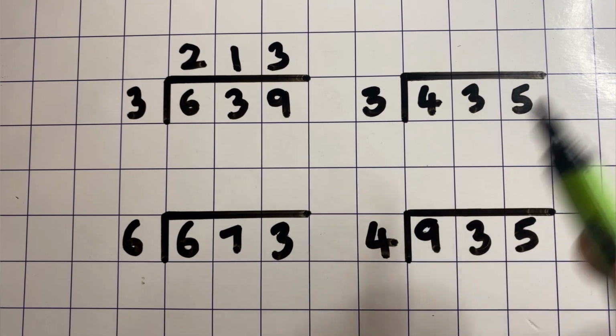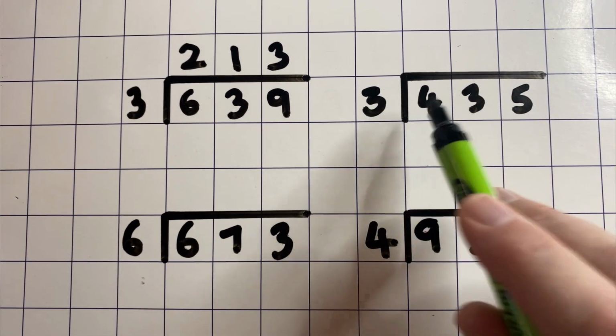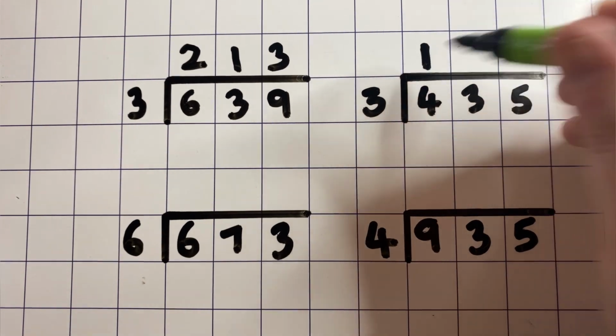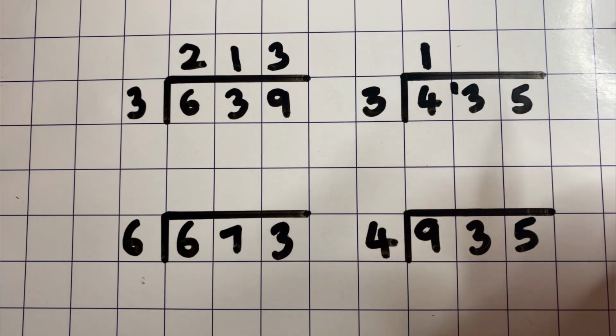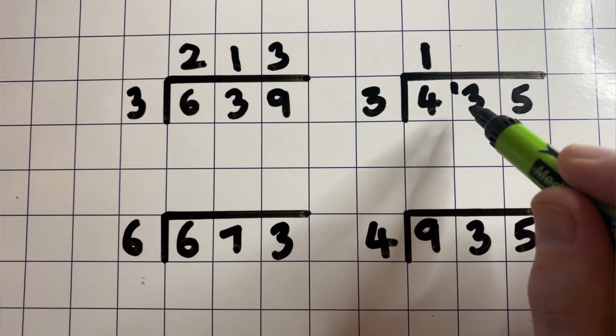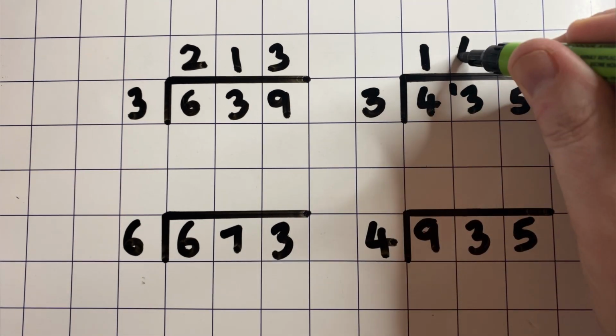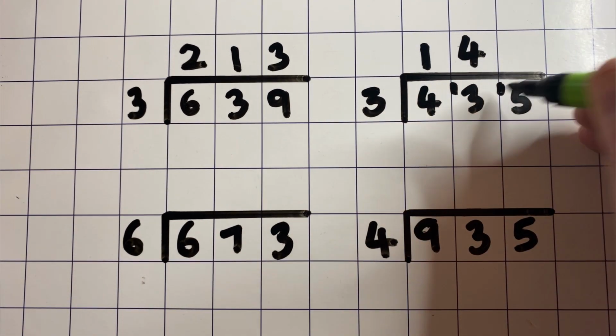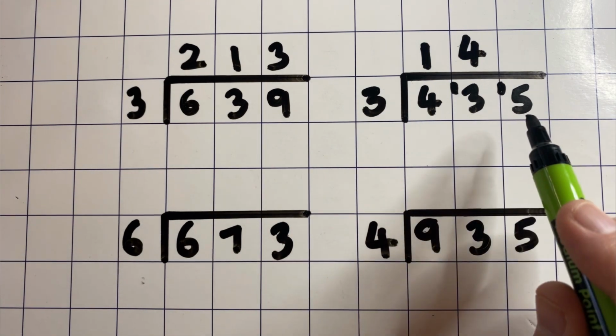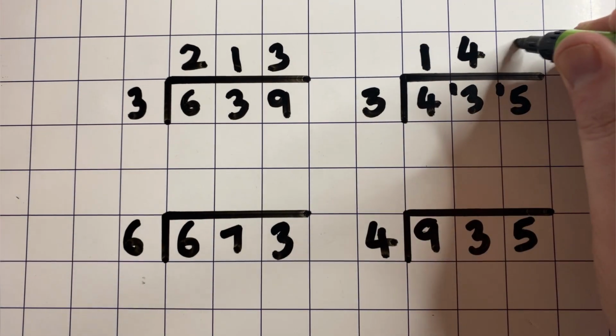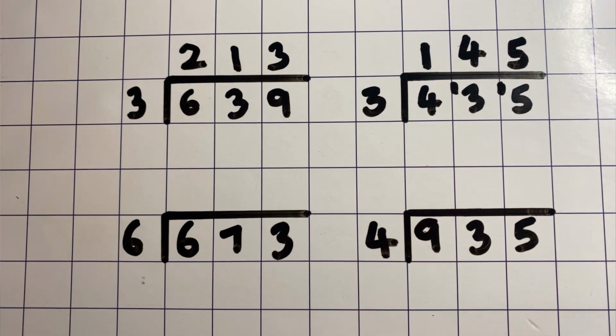435 divided by 3. How many times does 3 go into 4? Well, you have 1. Carry the 1 left over. How many 3's go into 13? Well, that's 4, gets you as far as 12. You've got 1 left over. How many 3's go into 15? That goes exactly 5 times, gives you an answer of 145.